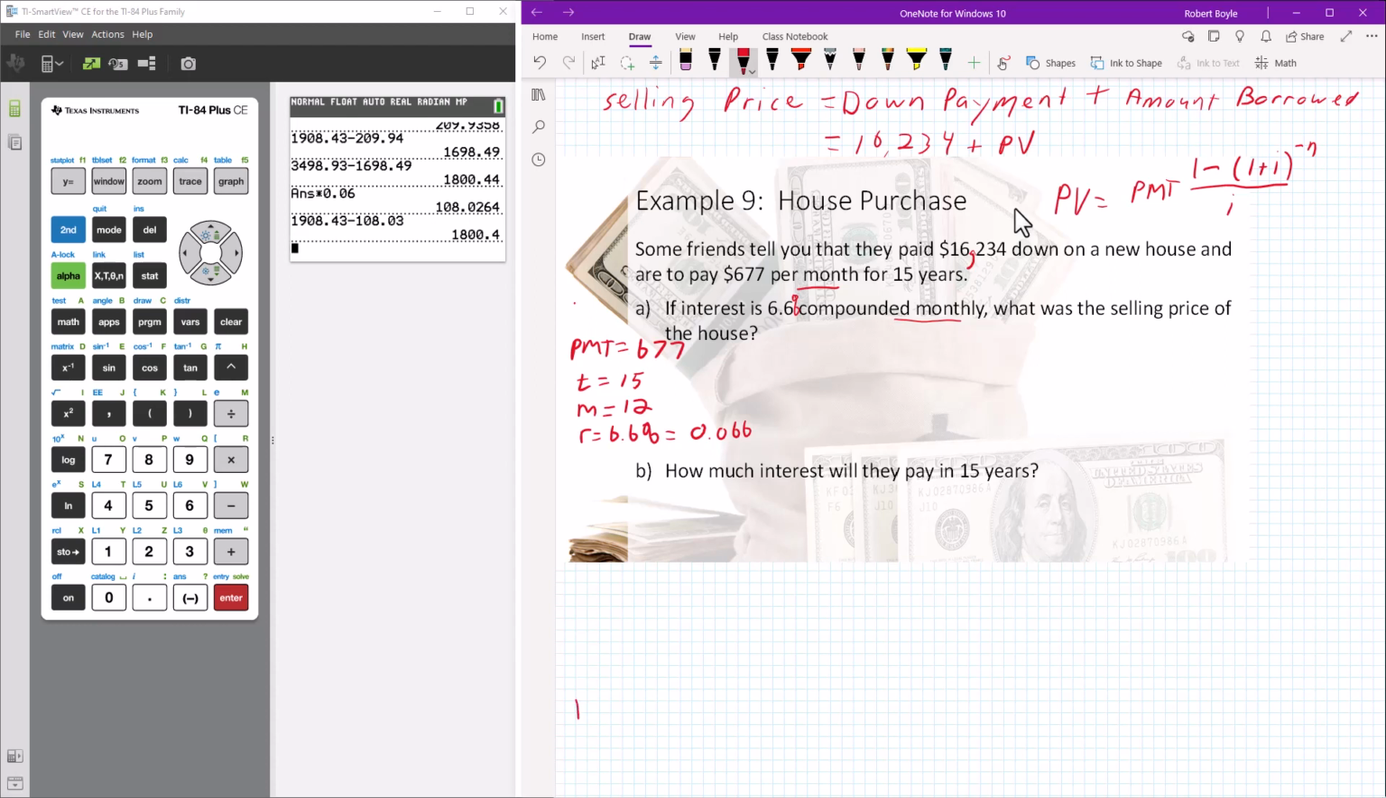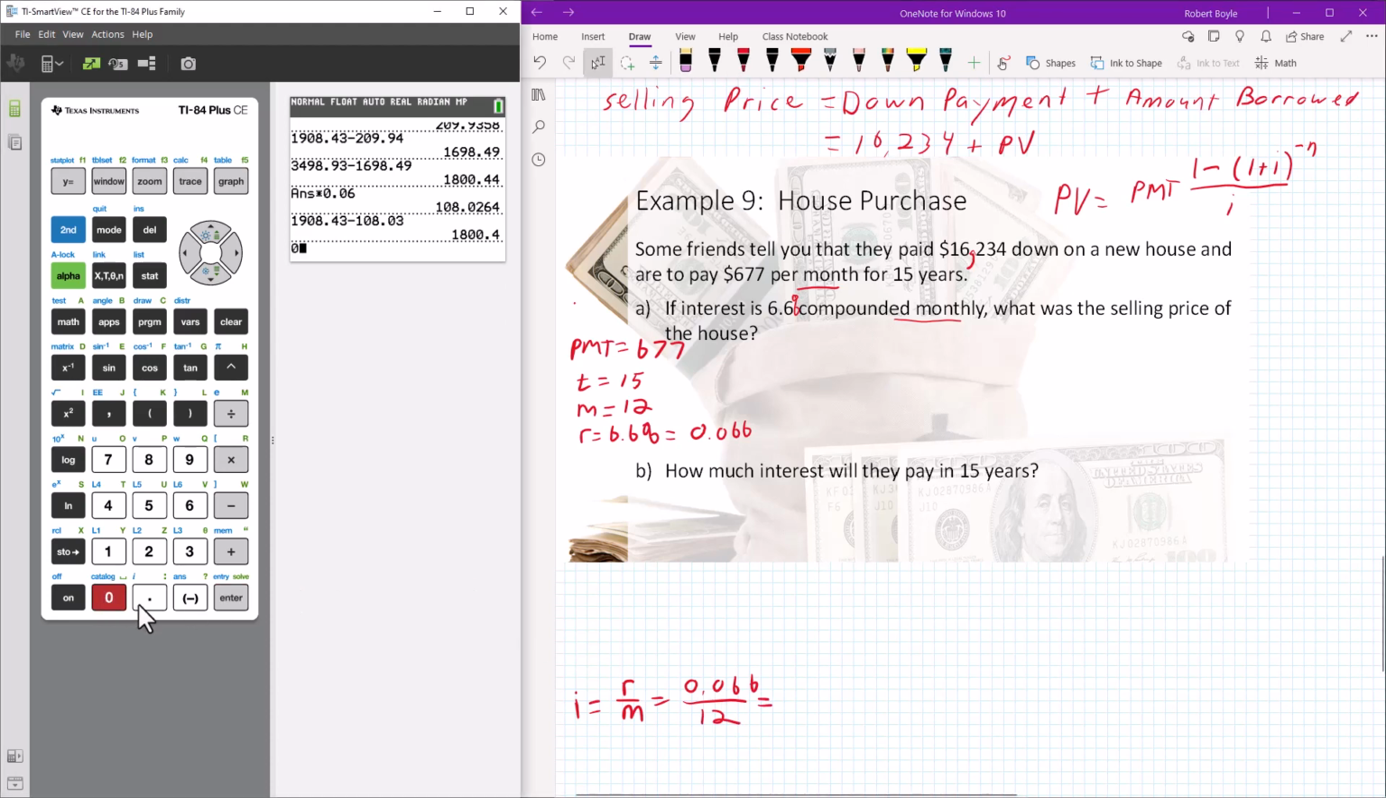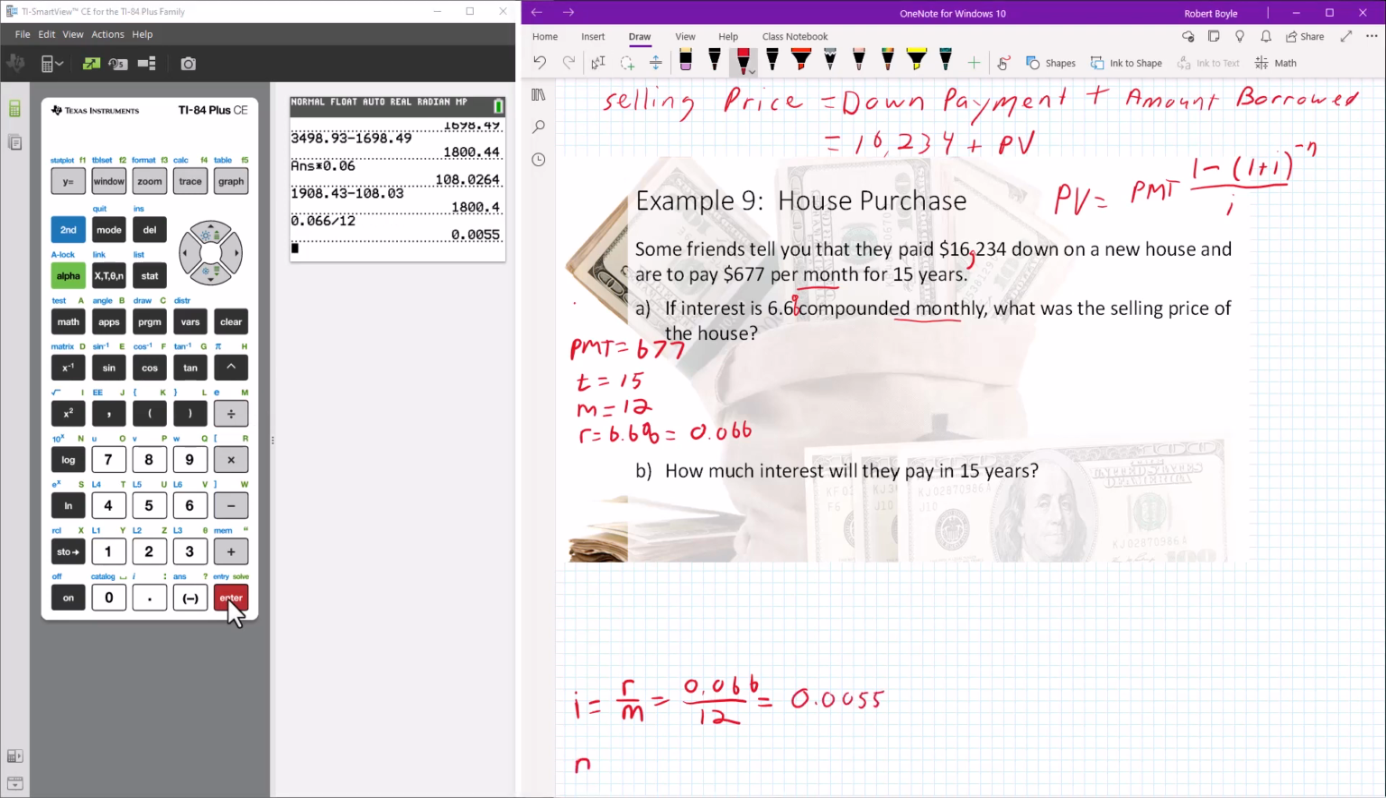So we have that i, which is r divided by m, is going to be 0.066 divided by 12, and that's going to be equal to 0.0055. You've actually seen that before. And then n is going to be equal to m times t. That is 12 times 15, and that is 180. So now we know everything we need to know.